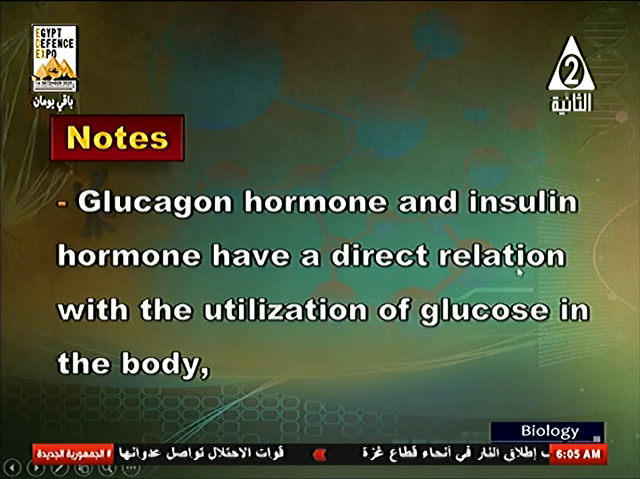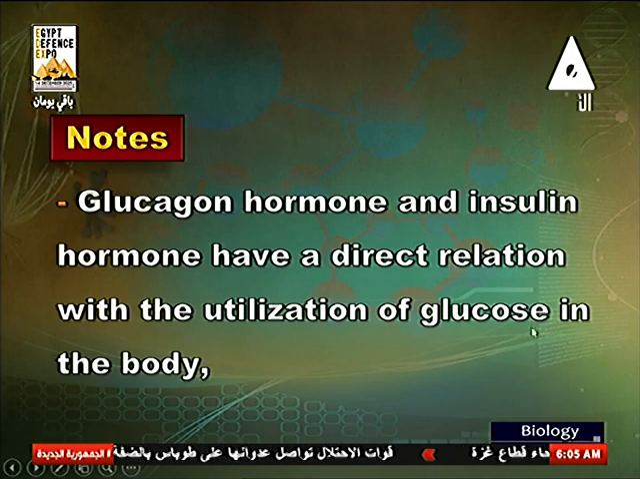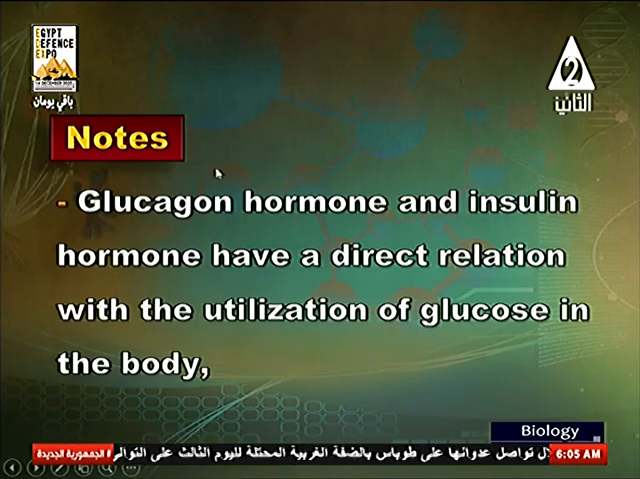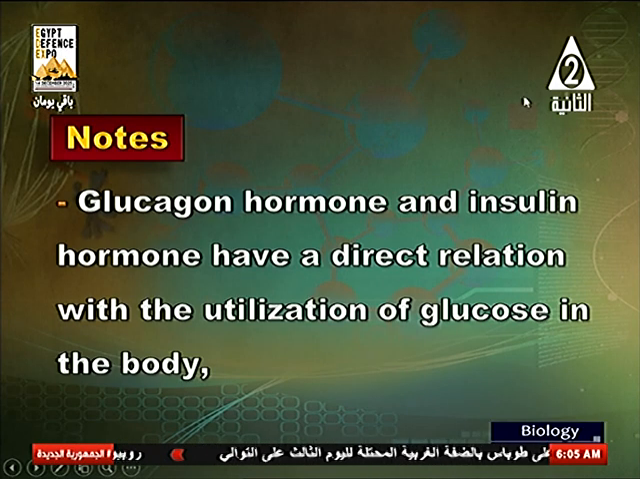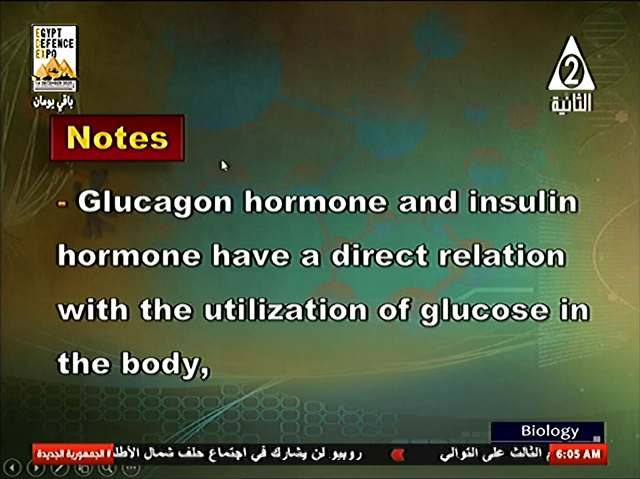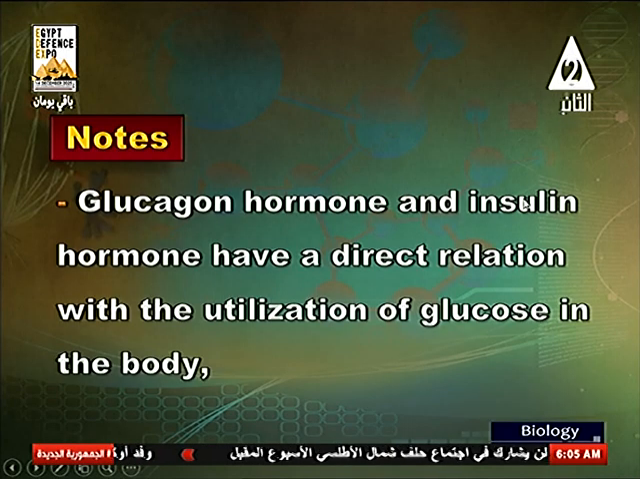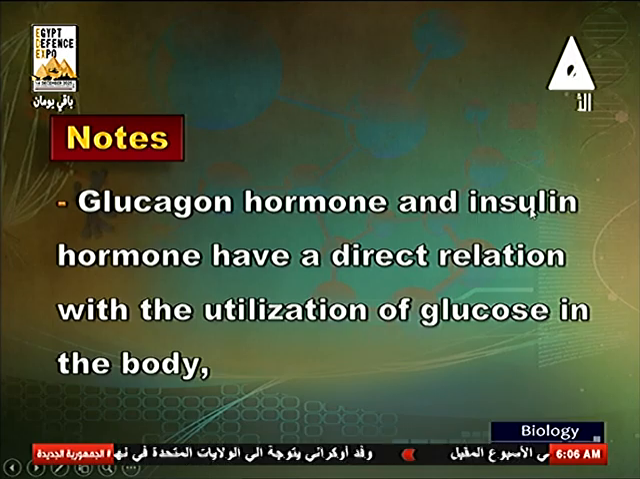Glucagon hormone and insulin hormone have a direct relation with the utilization of glucose in the body. Glucagon hormone increases the glucose level in blood. Insulin hormone decreases the glucose level in blood. Glucagon hormone converts glycogen into glucose. Insulin hormone converts glucose into glycogen or lipids, or gives it to cells to get energy.